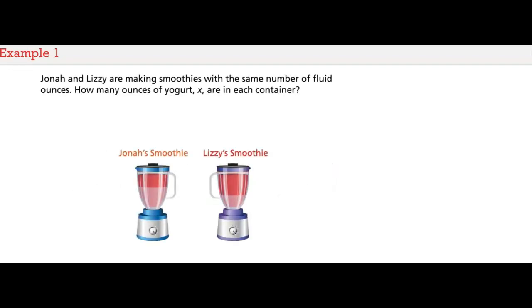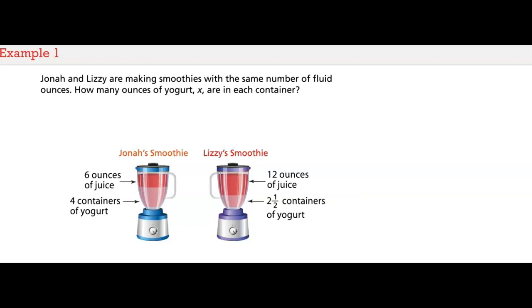Jonah and Lizzie are both making smoothies. Their smoothies will have the same number of fluid ounces. Jonah uses 6 ounces of juice, and Lizzie uses 12 ounces. Jonah uses 4 containers of yogurt to make his smoothie. Lizzie uses 2 1/2 containers of yogurt to make her smoothie. How many ounces of yogurt, X, are in each container?